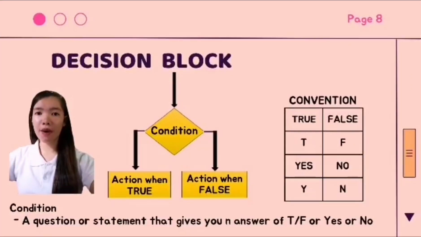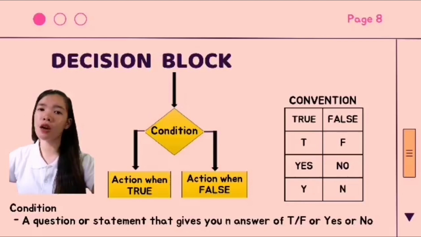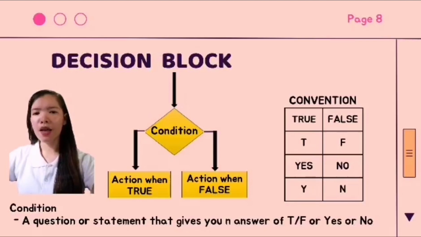So for the decision block, we have this. If you're going to observe, isa lang yung arrow na papunta sa condition. Condition is a question or statement that gives you an answer of true or false or yes or no. Yung mga condition natin is question or statement na sasagutin or bibigyan ka ng sagot na true or false or yes or no. Example, masaya ba mag-accountancy? Yes or no. Mahirap ba mag-accountancy? Yes or no. So, that is a condition.